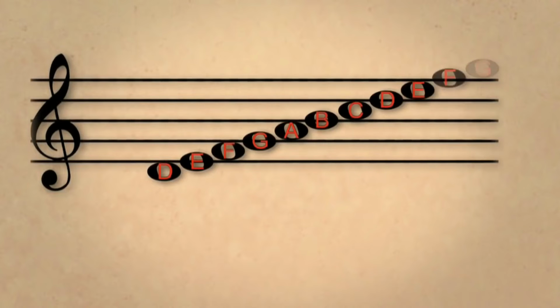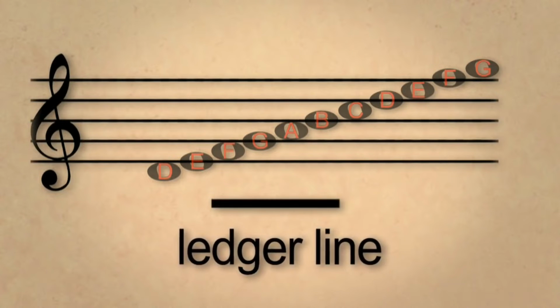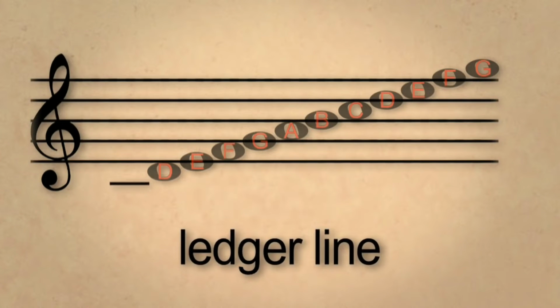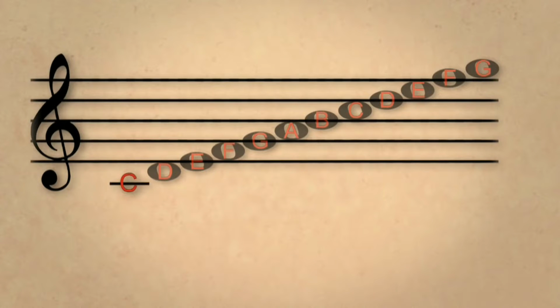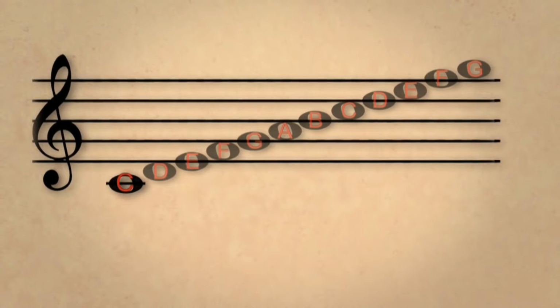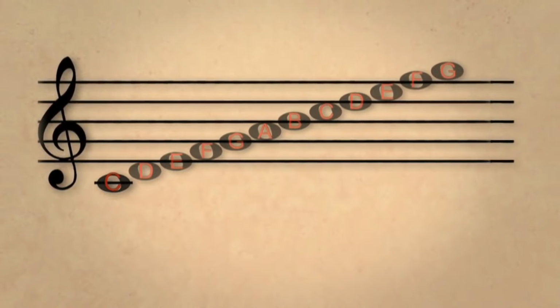If we would like a note below the D, which is on the bottom of the staff, we need to add what is called a ledger line. If we add this ledger line, we then can put a note on that line and it will be a C, 1 note below the D. This ledger line can be used in either direction.